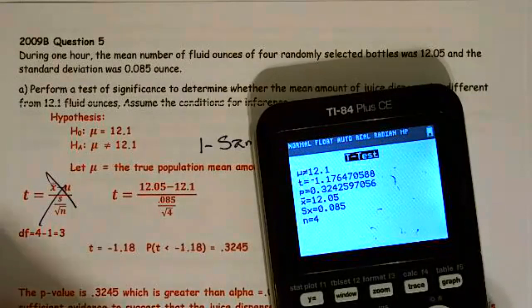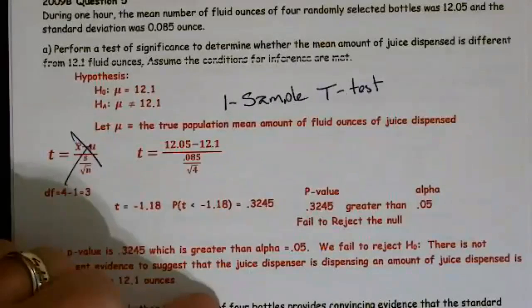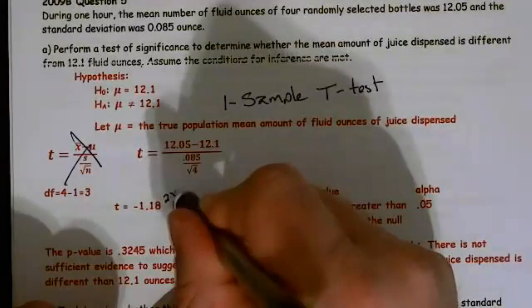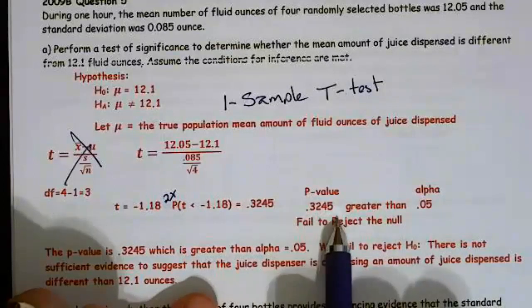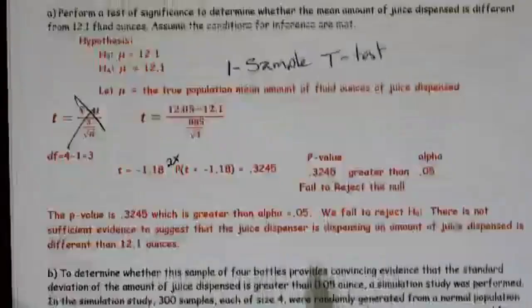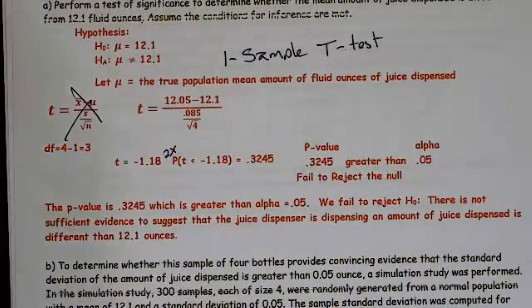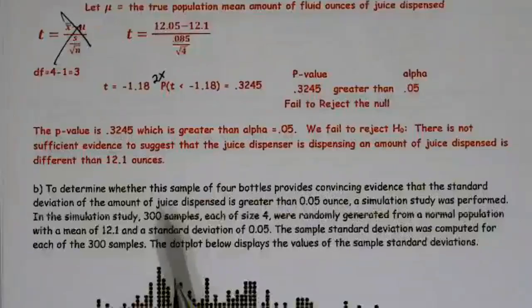So when I do that, I get a pretty large p-value. And by the way, there should be a 2 times here, 2 times that probability. That's greater than 0.05, so I'm going to fail to reject the null. So the p-value is 0.3245, which is greater than 0.05. We failed to reject the null. There's not enough evidence to suggest that the juice dispenser is dispensing an amount of juice that is different than 12.1 ounces. Okay, so we failed to reject. We don't have to worry about that.